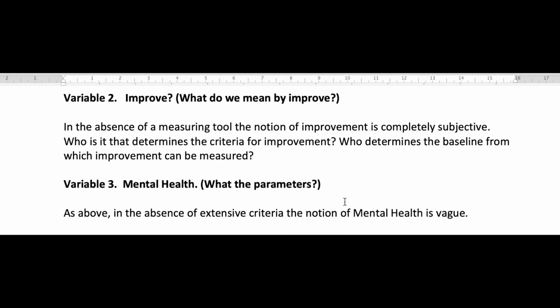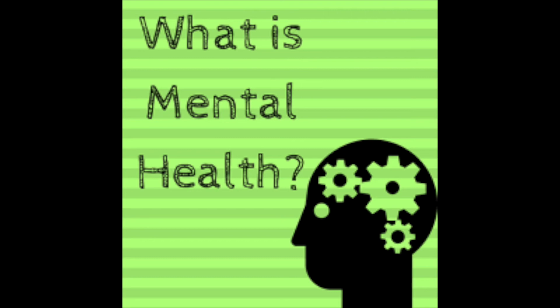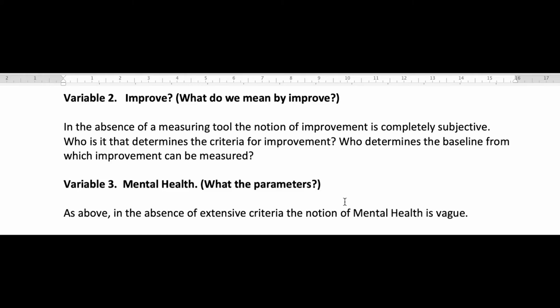Variable 3. As above, in the absence of criteria, the notion of mental health is vague. We would need to really substantiate our idea of mental health before we could begin any sort of ongoing research. We would have to narrow our parameters to something that's measurable rather than something that is a formless concept.